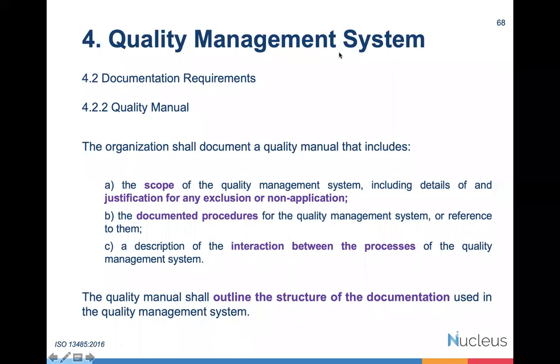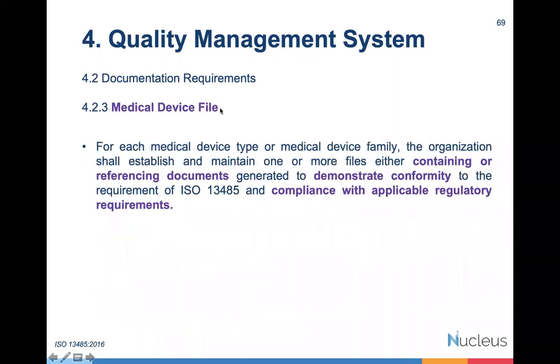What are the clauses not applicable? If you are excluding design, why are you excluding it? The justification. What are the processes you have in your company? How do they interact with each other? What are the procedures you have adopted? What is the documentation structure you follow? Everything should be addressed in your quality manual.